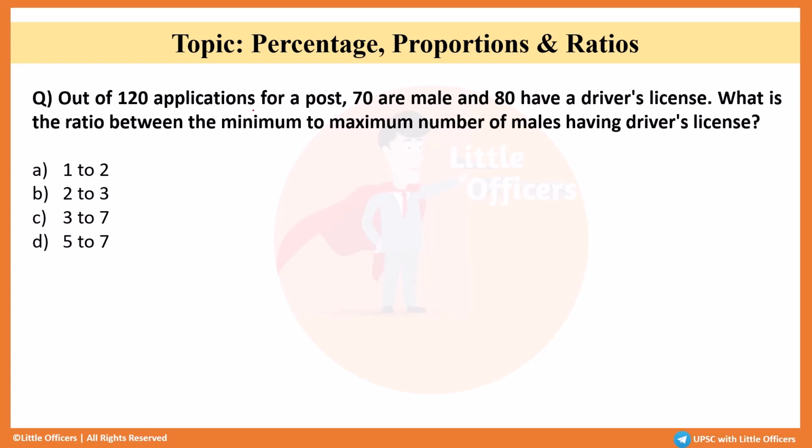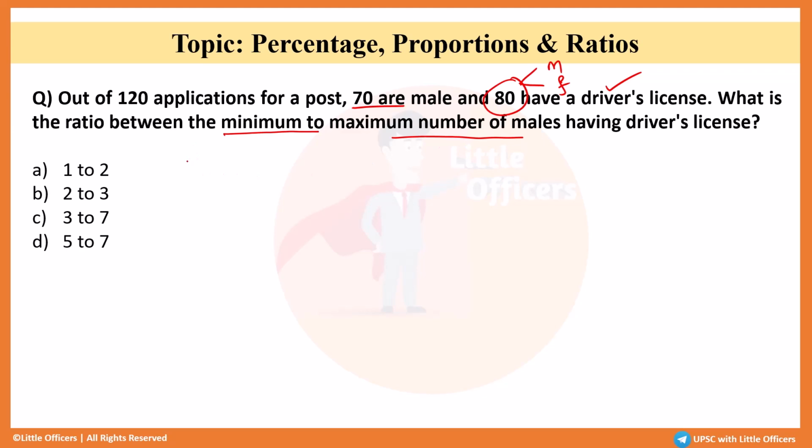Question is, out of 120 applications for the post, 70 are males and 80 of them are having the driver's license, but it doesn't say whether they are males or females; it's both combined. And what is the ratio between minimum to maximum number of males having driver's license?